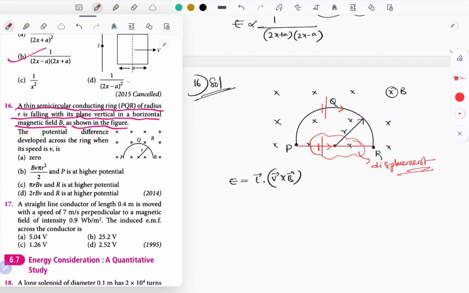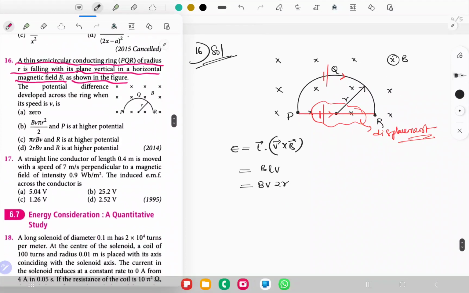Okay, so what is the displacement here? Radius is r and displacement is going to be 2r. So it's going to be BLV, right? As all of them are perpendicular with each other. So B into V into L, where L is 2r. Which option matches? 2r into BV. Very good.